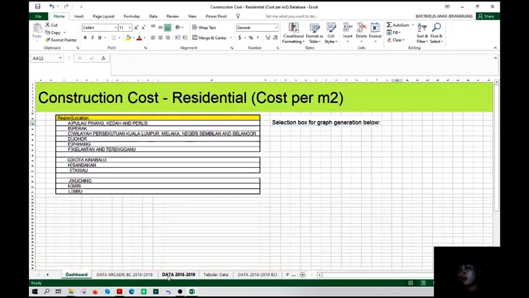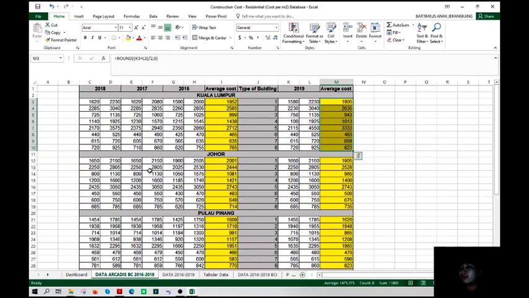So, how do we get the data? We get the data from the Acadis publication every year from 2016 until 2019. We get the average cost for each of 2016 until 2018 because the year and month base are July 2016, and for 2019 the month and year base is July 2019.